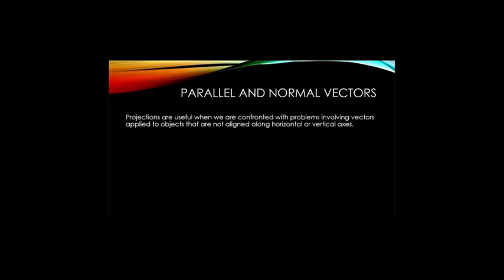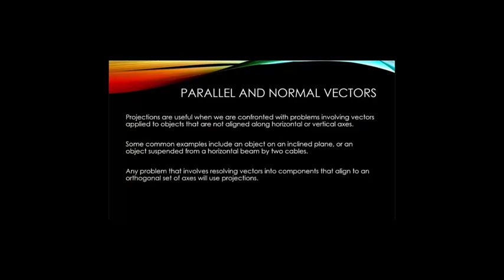Now let's see what happens when I have parallel and normal vectors. Projections are often very useful when I'm working with vectors applied to objects where the vectors are not cleanly aligned along horizontal or vertical axes. Some common examples include an object on an inclined plane or an object suspended from a horizontal beam by 2 cables, those kinds of situations. Basically, any problem that involves resolving vectors into components that align to an orthogonal set of axes will use projections.